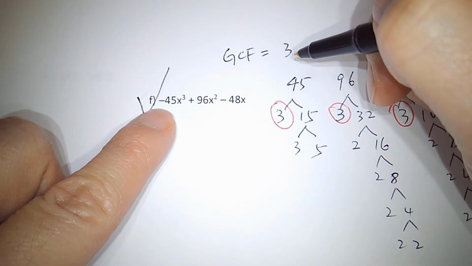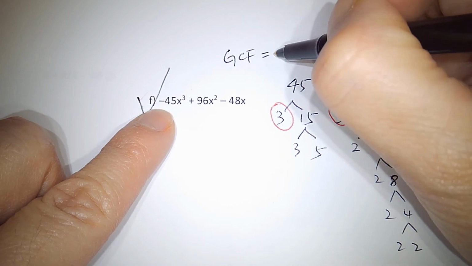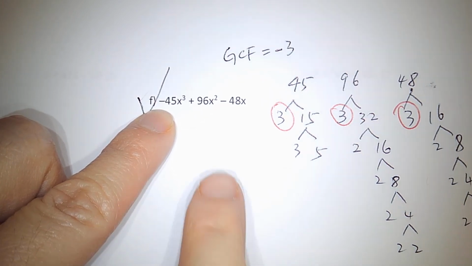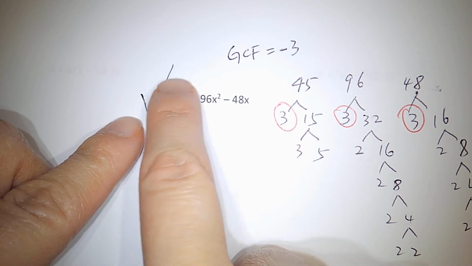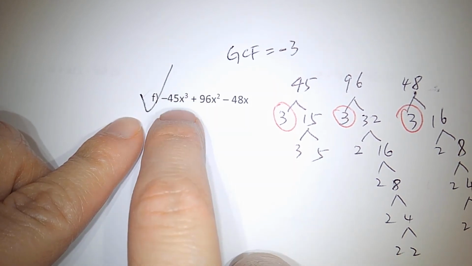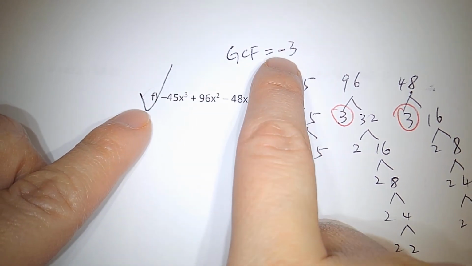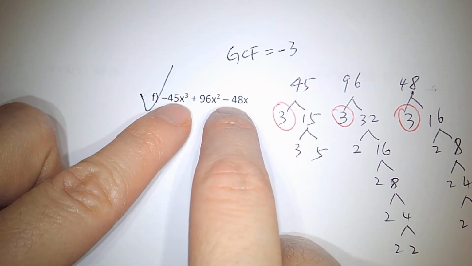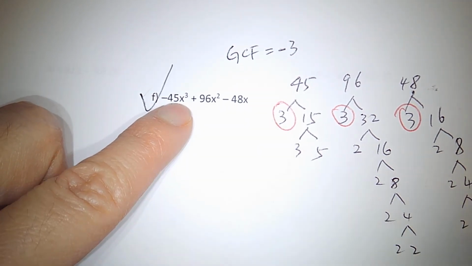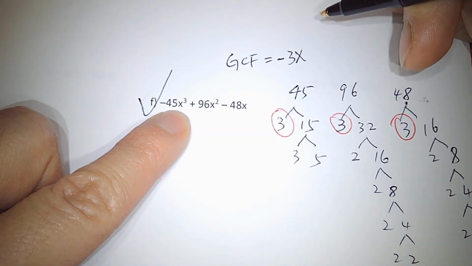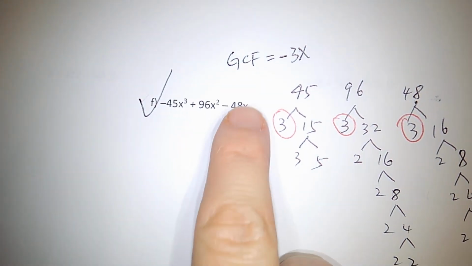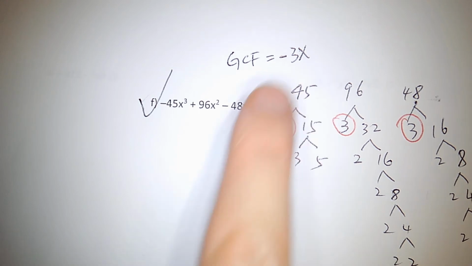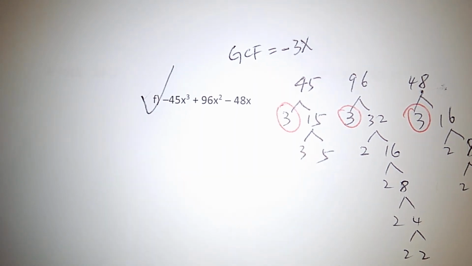3, because the first term is negative. In order to factor easier later, we have to make sure the highest term is a positive term. So the GCF is negative 3, and for the variable part, x cubed, x squared, and x, okay? So the GCF is negative 3x. Please factor out the negative 3x.